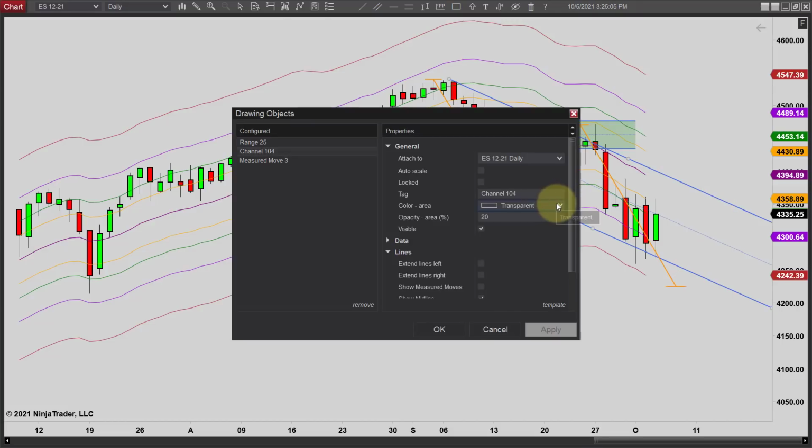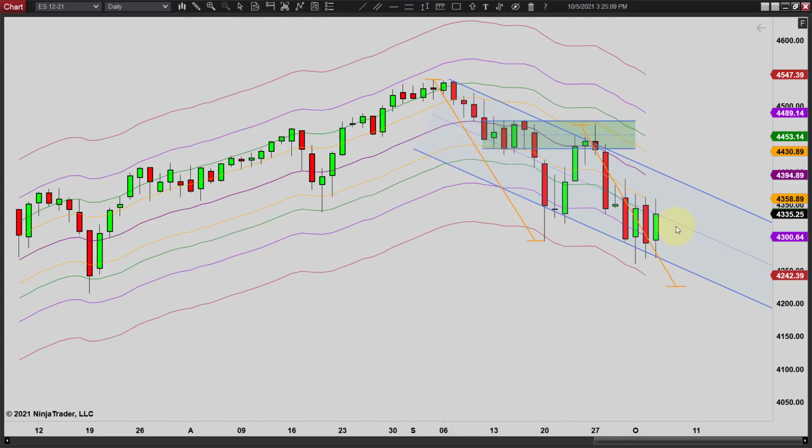Let's just do this to make it real easy to see. We'll color it. You can clearly see that, but notice how we closed right at the midline. We actually got through there, but by the time the day closed, we closed behind that. This market was really strong, so it was able to push on through there, but it couldn't close above there, and that's telling.